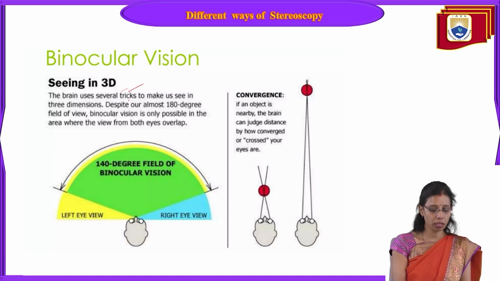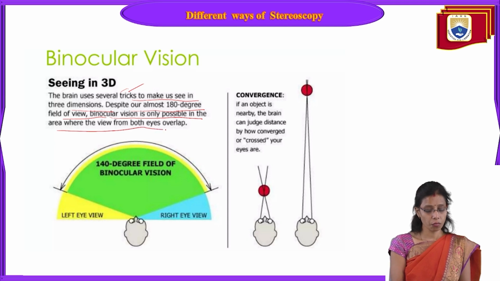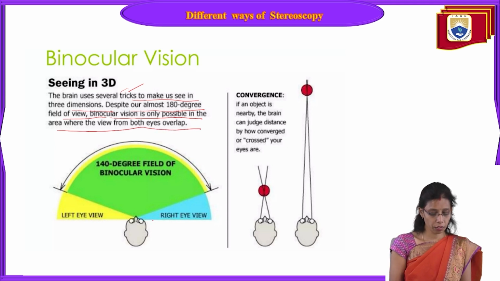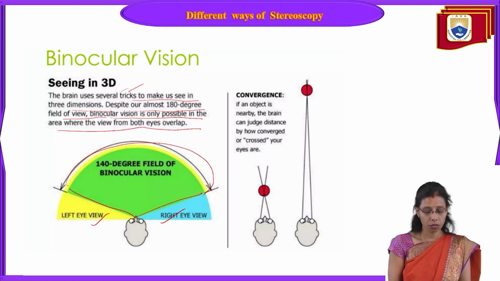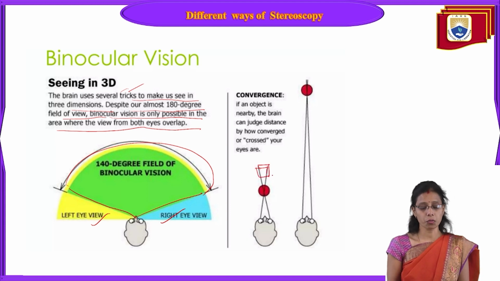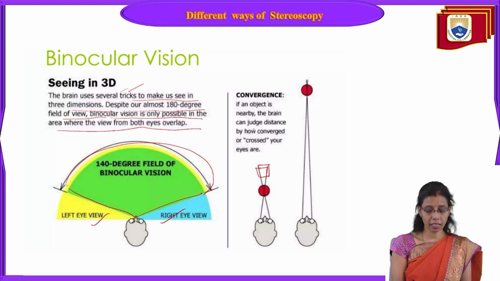The brain uses several tricks to make us see three dimensions. Despite our almost 180-degree field of view, binocular vision is only possible in the area where the views from both eyes overlap. So this is the right eye and we have the left eye. Our view from both eyes gives about a 140-degree field of binocular vision. This combines the images together and shows us the object in a single 3D view. If an object is nearby, the brain can judge distance by how converged or crossed your eyes are.